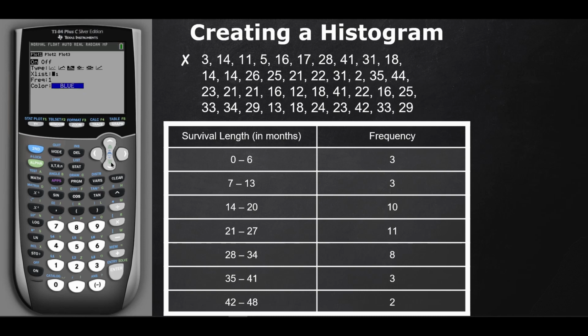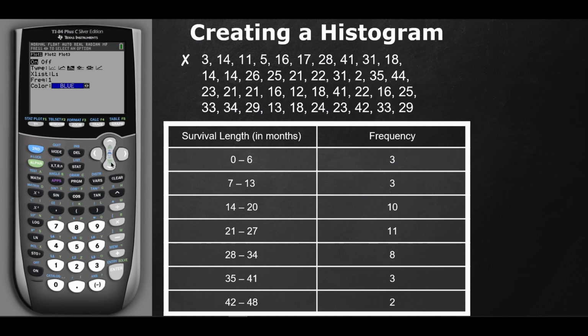So the X list will be the list that contains all our data values. And we put it in list 1. So we're gonna leave list 1 right there where it is. The frequency, we won't worry about it, just leave it as a 1. The color also doesn't really matter. If you're using a TI-83, that doesn't have any color at all. So yeah, don't worry so much about it, it's just fancy looking.